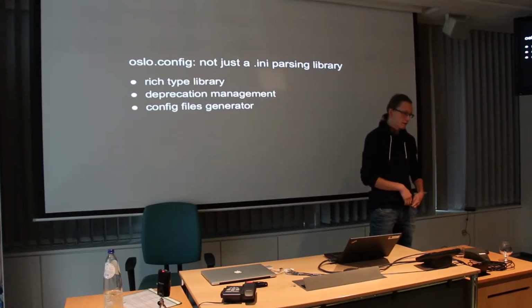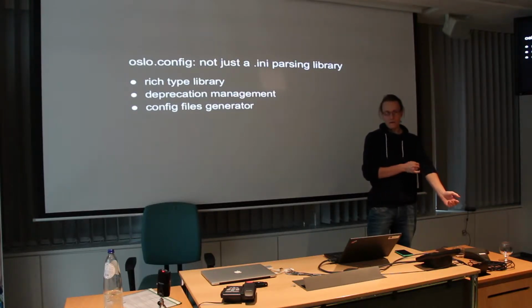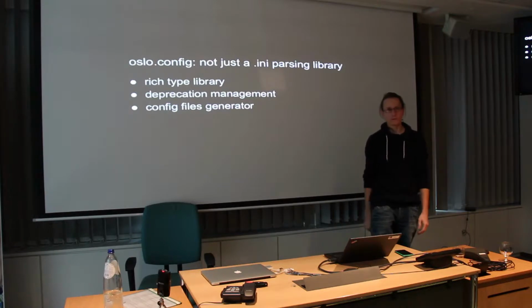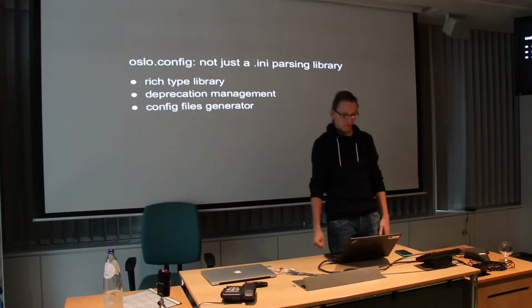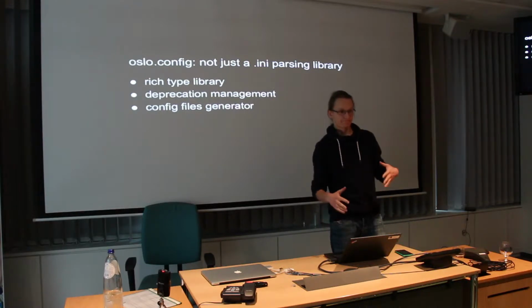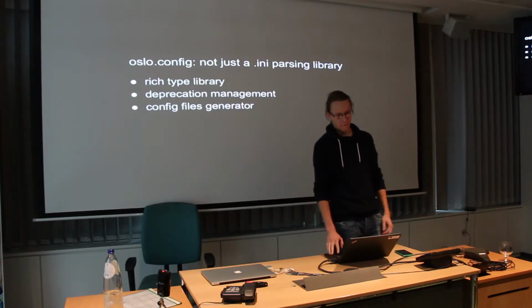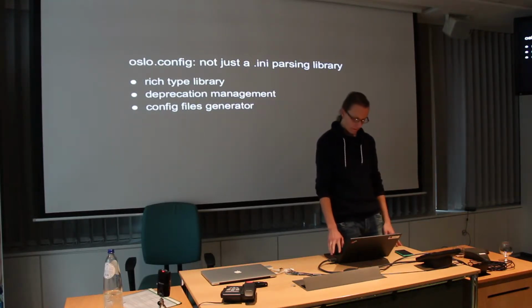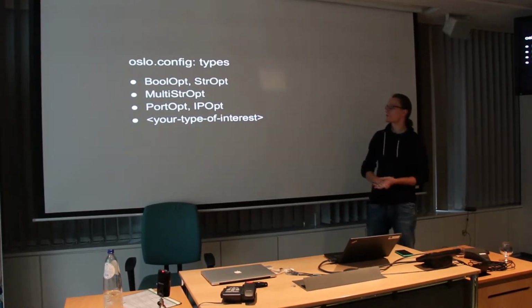Also, the config library is not just a library to parse files. It has quite a rich type library. It helps you to manage deprecations for your configuration options. It also has things like a config file generator that allows you to define in the code which options you want to then get into your sample configuration files, so that you do not duplicate things. So speaking of types, we have some simple types like Boolean type or string type.